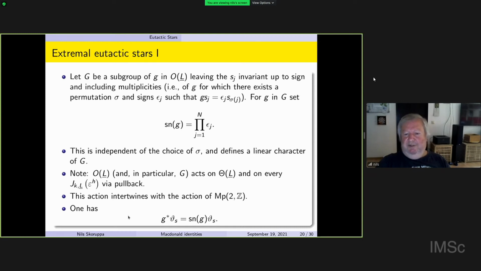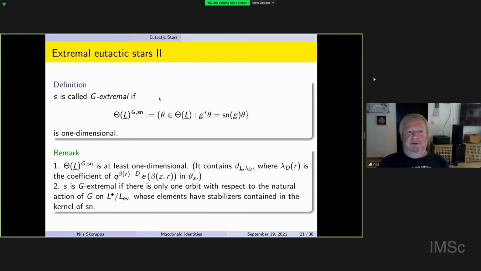And the other thing is that if I take this function theta S that I can associate to the eutactic star, this pullback of the associated embedding to S, right, and apply some g, right, g star, then I get just, again, the theta S up to sign, and the sign is exactly this character that we see here. So we always have a function theta S which satisfies this identity here, if we have a subgroup G which leaves invariant the eutactic star, permutes the elements of the eutactic star up to sign. Okay, and we call now the eutactic star G-extremal, right?